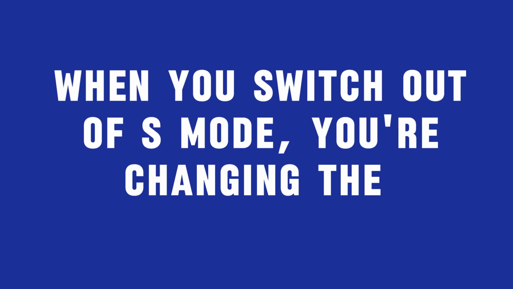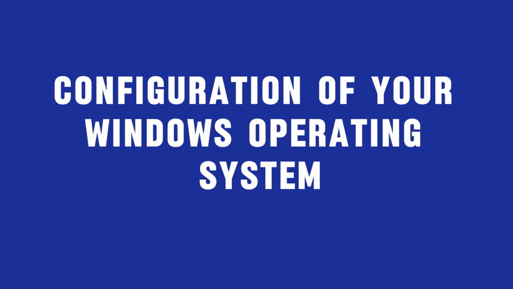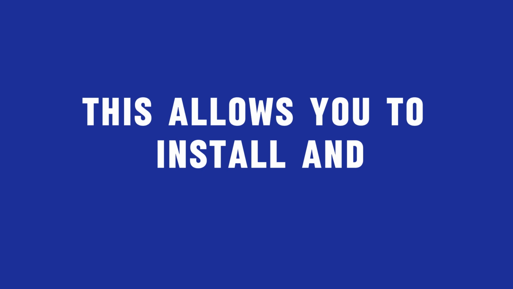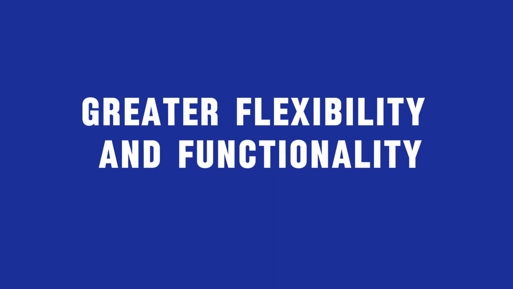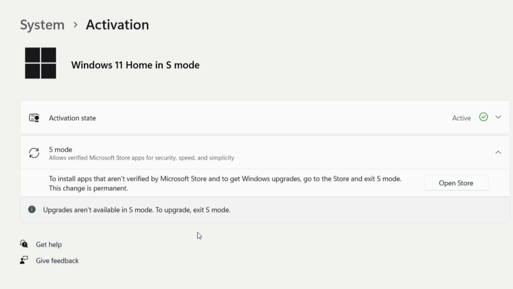When you switch out of S Mode, you're changing the configuration of your Windows operating system. This allows you to install and run non-Microsoft Store apps, giving you greater flexibility and functionality. That's how you turn off S Mode in Windows 11.